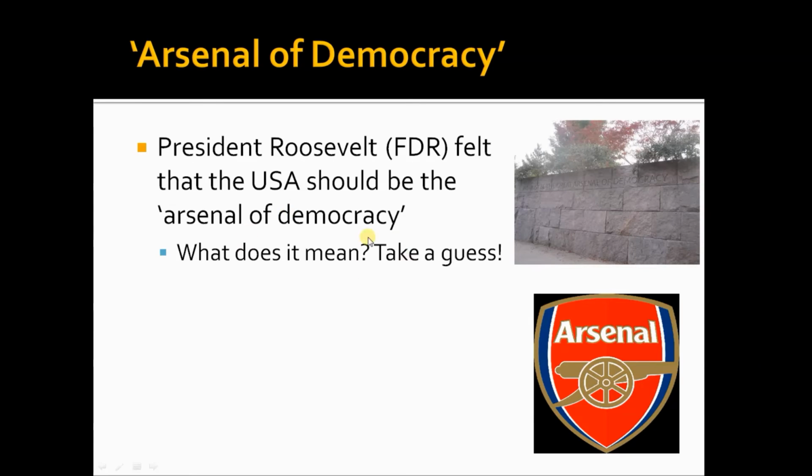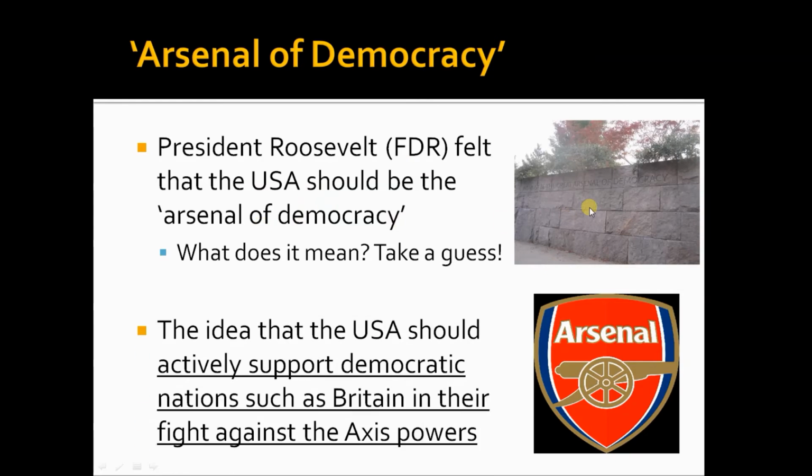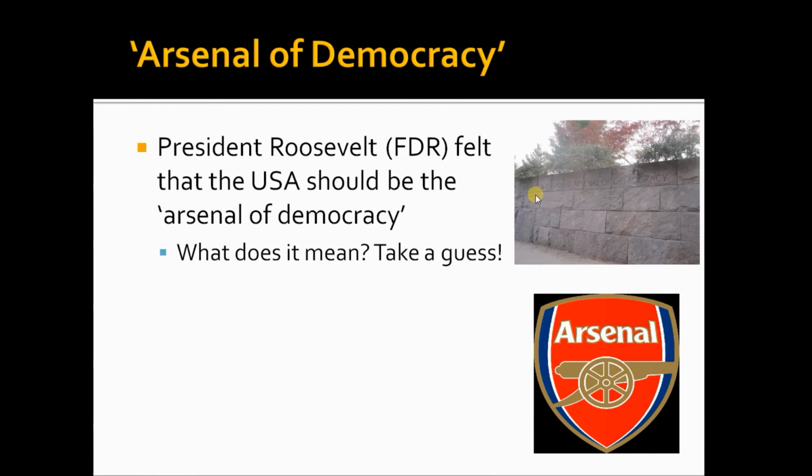Okay, added to that, Roosevelt also felt that the US should be the arsenal of democracy. Now, you can see there, we must be the great arsenal of democracy. This is one of the sayings of Roosevelt, which was put in his memorial, which I talked about earlier. Okay, what does it mean?